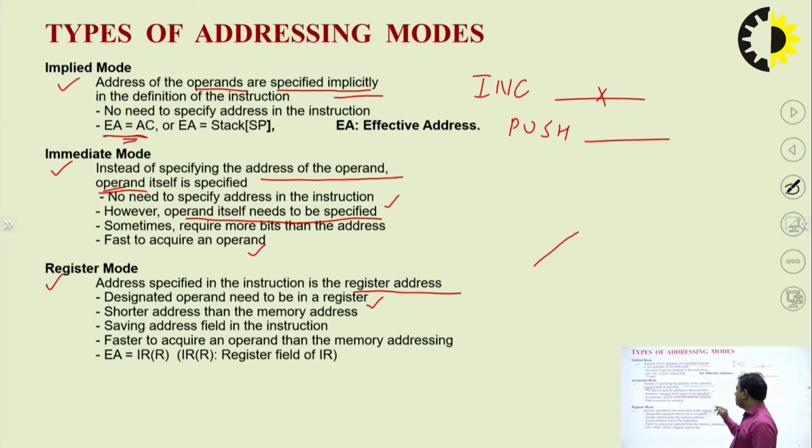Where will we find the operand? Inside the register. It requires a shorter address than a memory address. Saving address field in the instruction is a benefit of the register mode, and it is faster to acquire an operand than memory addressing.